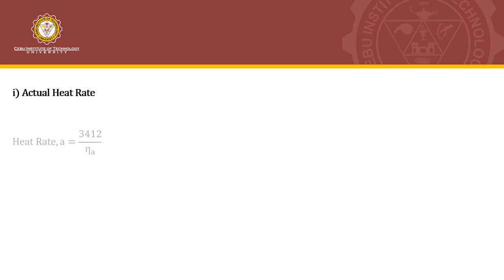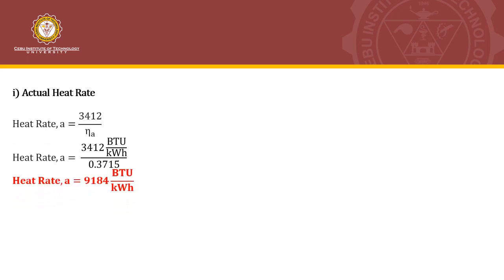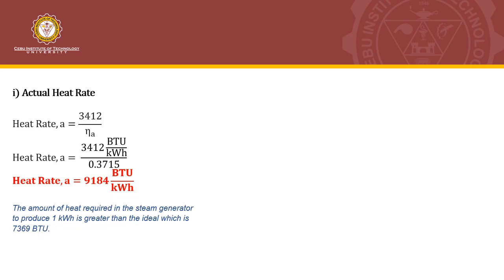And finally, for the actual heat rate, we can find that it has increased because in the ideal it is 7,369 BTU. It means that because of the irreversibility, it will require more heat now in the steam generator to produce 1 kilowatt hour of energy. So this is how you can solve actual regenerative Rankine cycle.